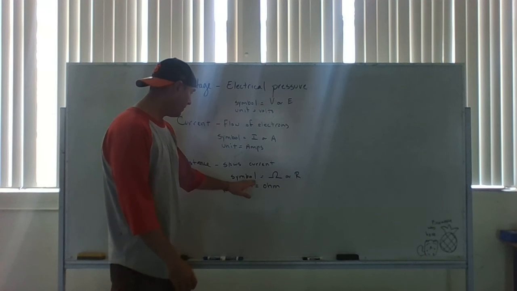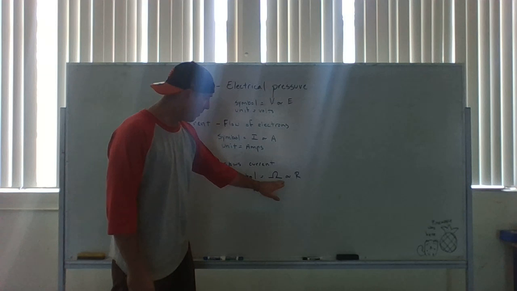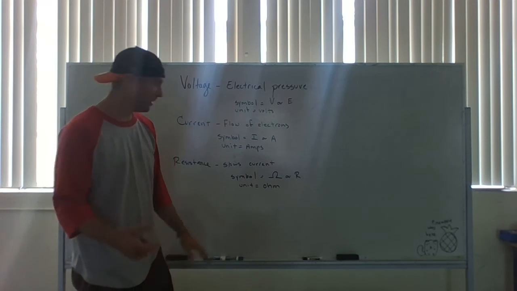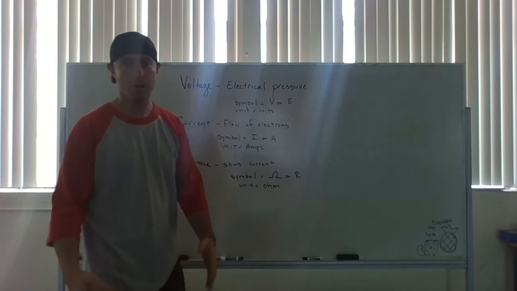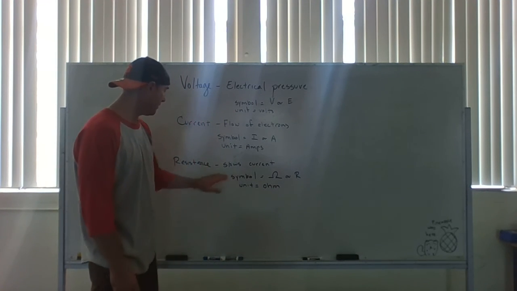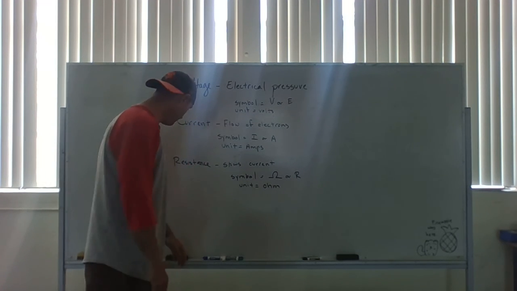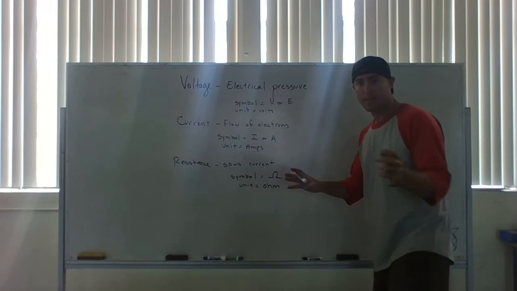The symbol for resistance is this omega symbol, or the letter R, and we measure resistance in the units of ohms. An ohm is a unit of resistance, an amp is a unit of current, and volts is a unit of voltage. So back to current, let me cover some of this.